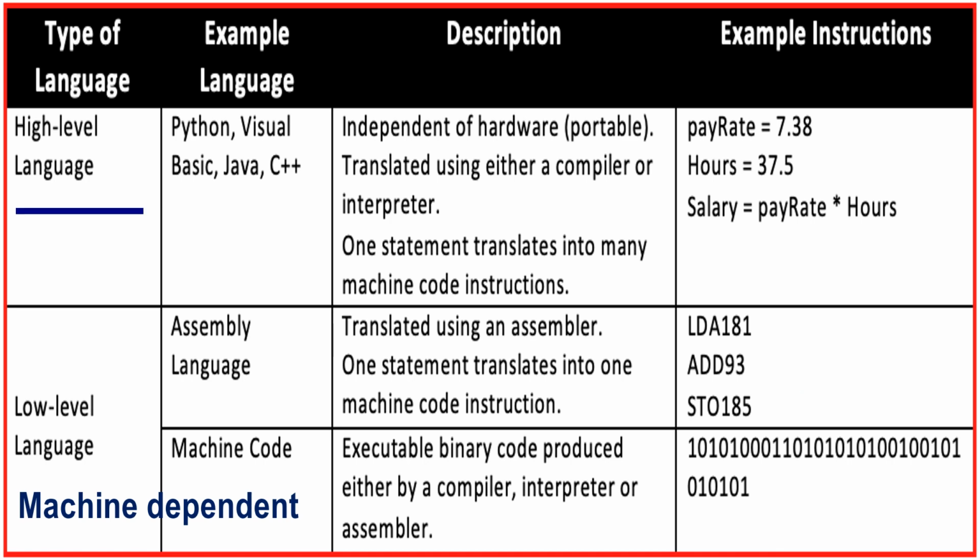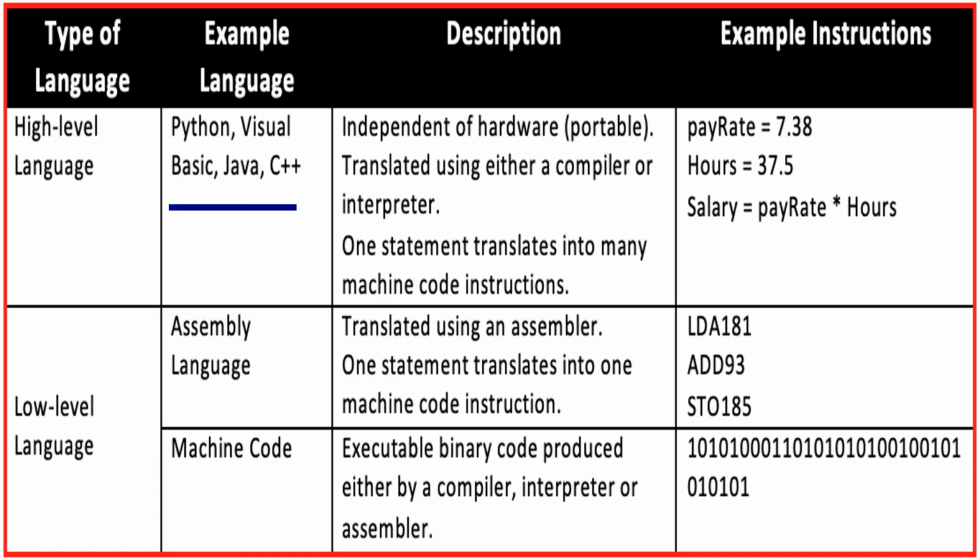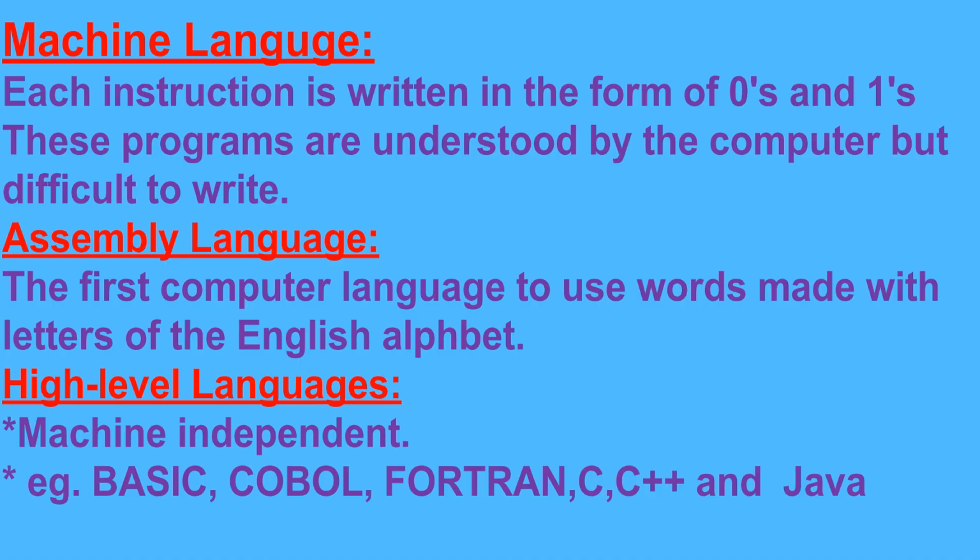Now let's discuss high-level languages. High-level languages use English and mathematical symbols, and they made computer programming simpler. A program in a high-level language is called a source program. It cannot run directly on the computer. It must be compiled or interpreted first. High-level language programs are machine independent. They can be run on different types of computers without change. Some examples of high-level languages are BASIC, COBOL, Fortran, C, C++, and Java.